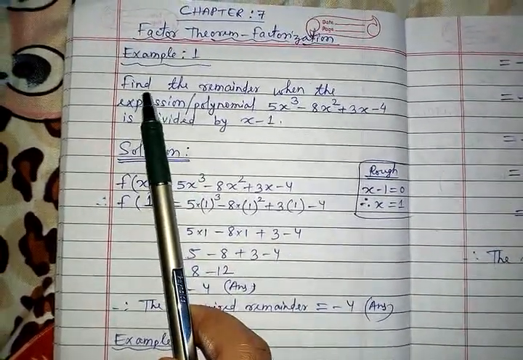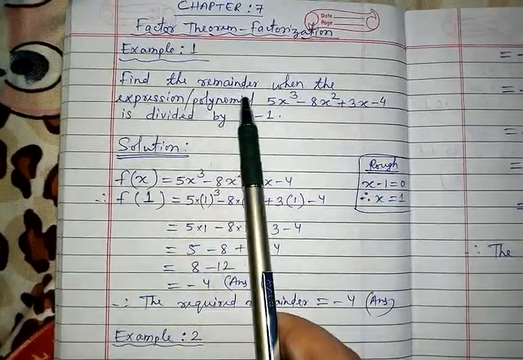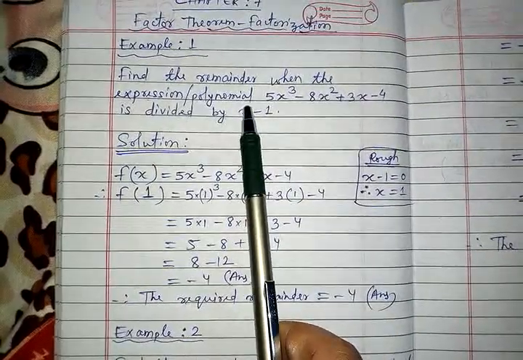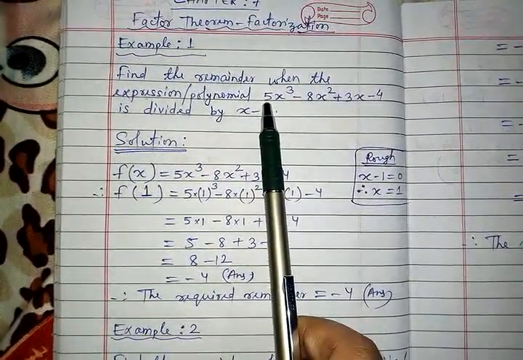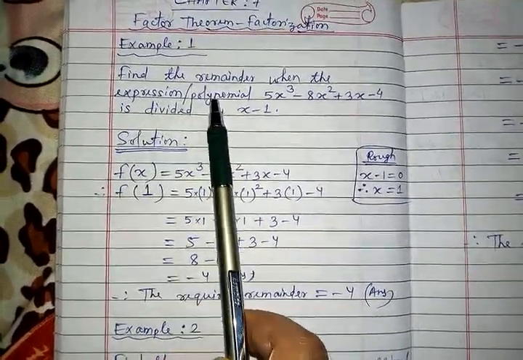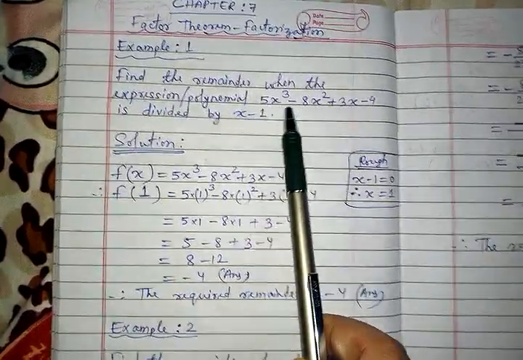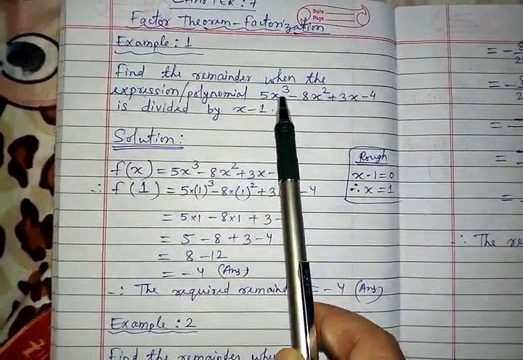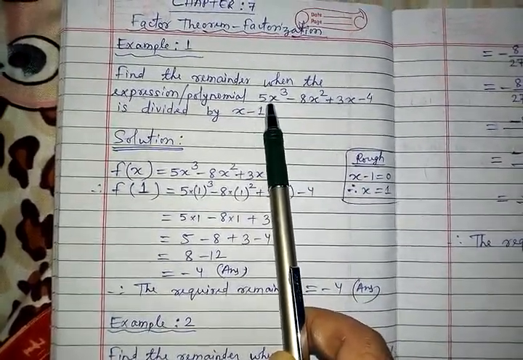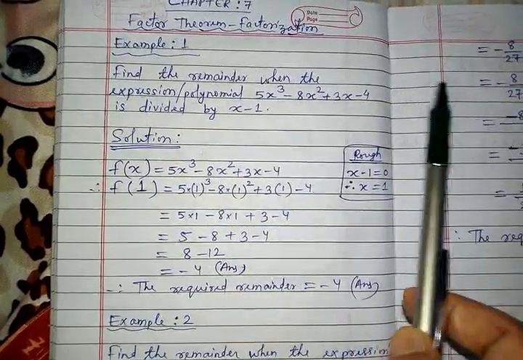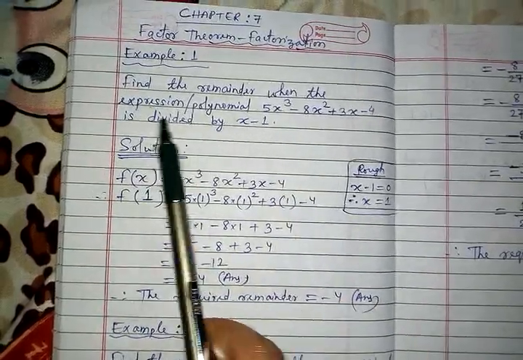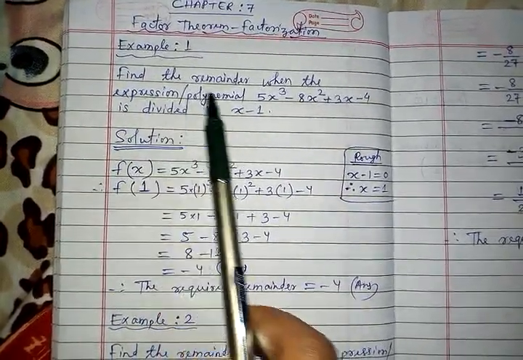Now example 1, the first question here. Find the remainder when the expression or polynomial. That means for this kind of equations, we don't say equation, we either say expression or polynomial, because here in this factorization the highest power of x is cube. Whenever we have anything in x or x and y, we say equation, but when there is the degree of 3, that is cube, we need to say expression or polynomial.